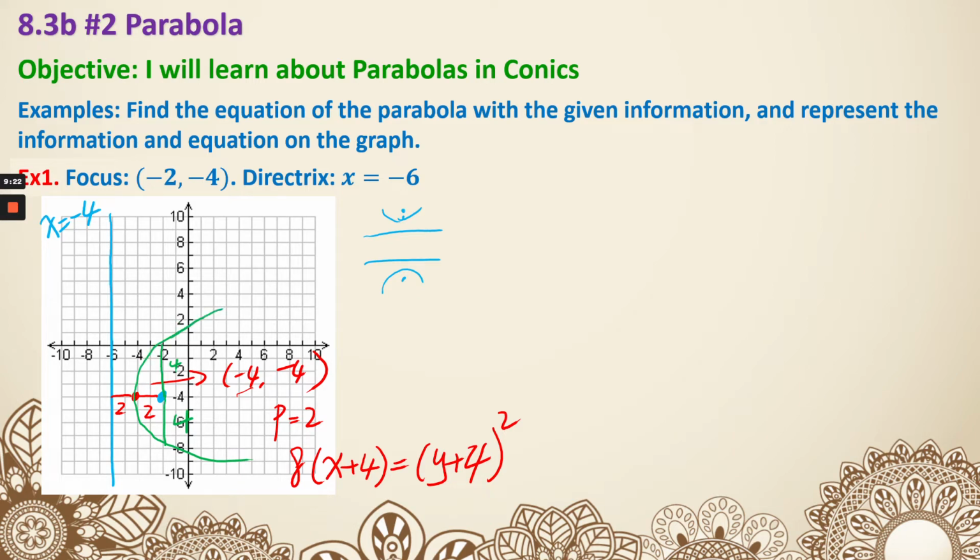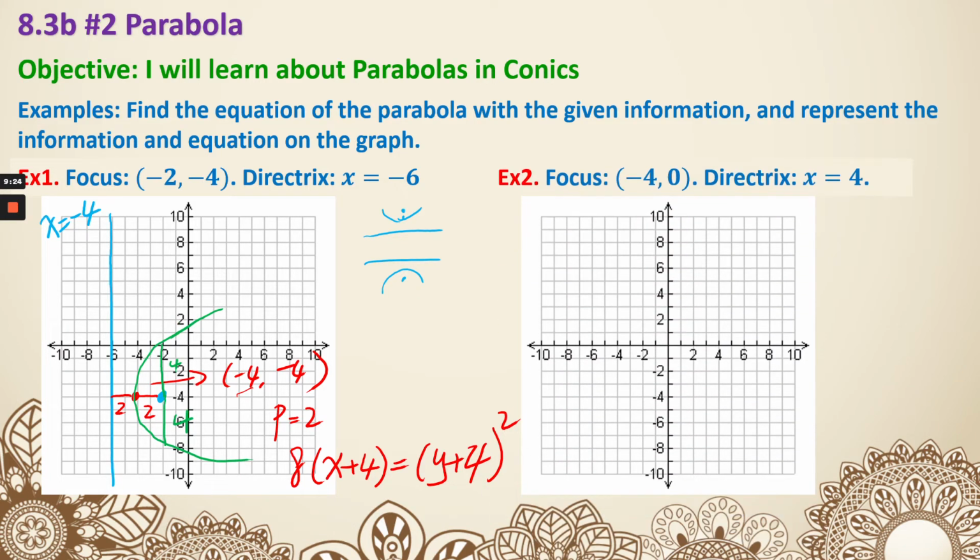Just like that. Okay, that's example 1. Next, example 2. My focus is -4, 0, right here. My directrix is at x equals 4. And as you can see, my vertex is going to be halfway, which is going to be at 0, 0. Now that means it is 4 away from my focus and 4 away from my directrix. My p would be a 4. Vertex is going to be 0, 0.